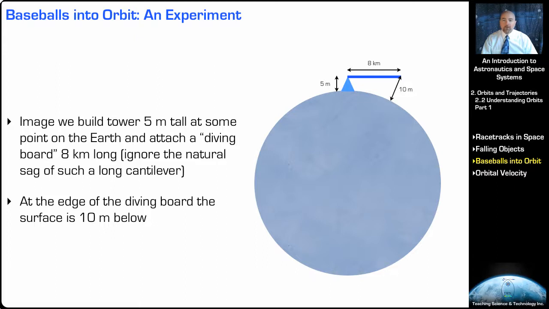If you were to walk out to the edge of the diving board and look down, the surface of the Earth would be 10 meters below you, because you started 5 meters high and the Earth has curved away 5 meters.